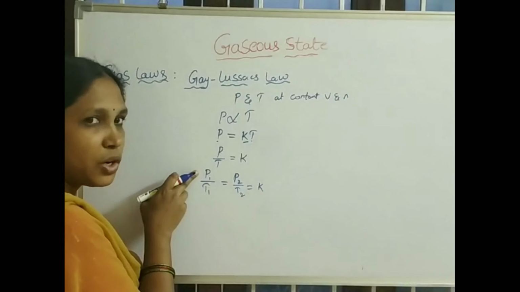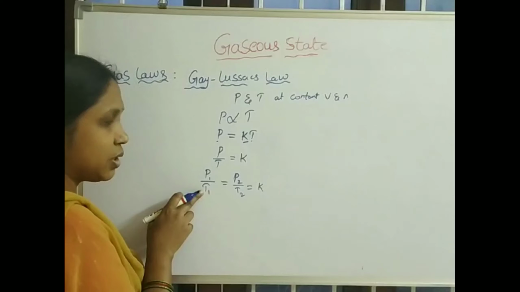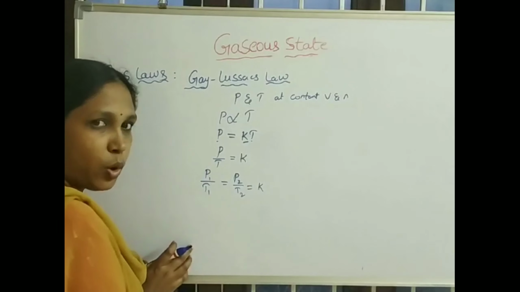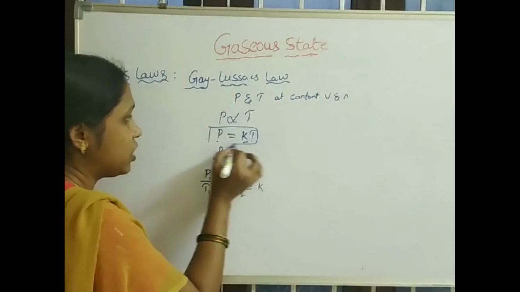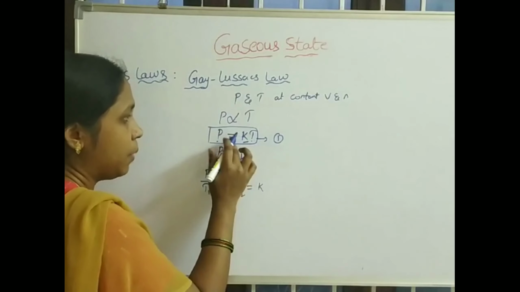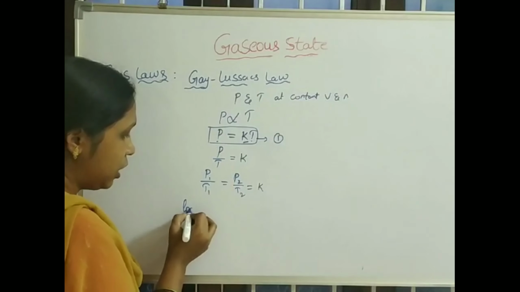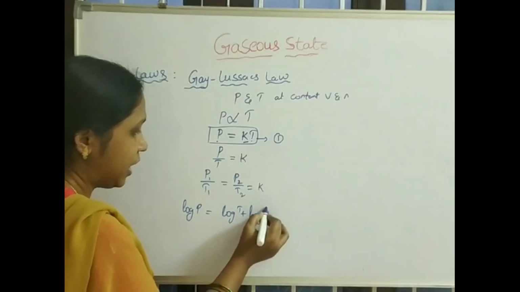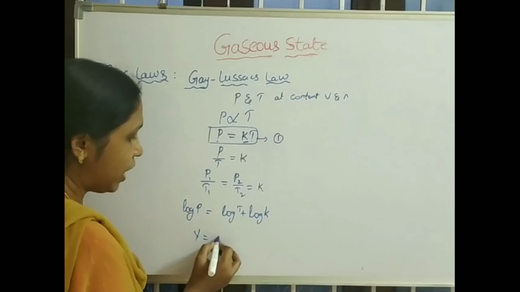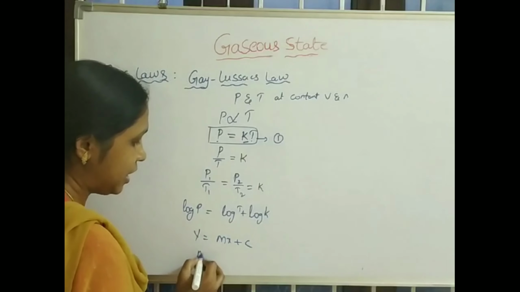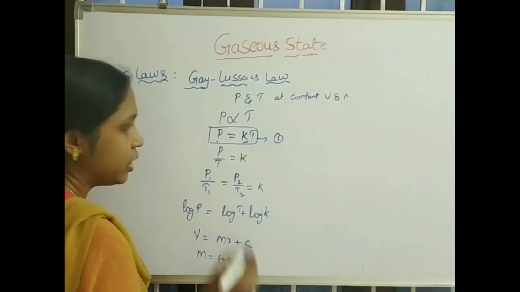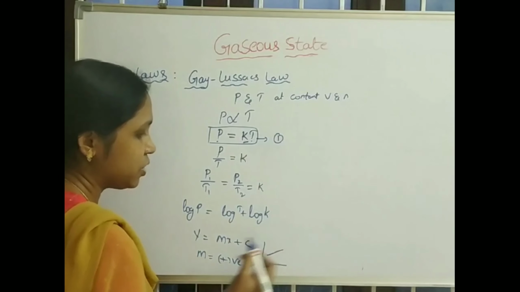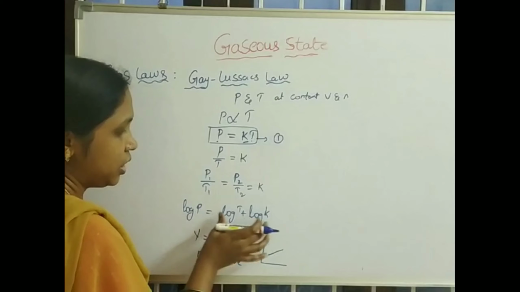That means if we change the pressure, the temperature also changes. The division of the pressure and temperature is constant, and consider this equation as 1. Apply logarithm on both sides. You will get log P equal to log T plus log K. The equation is like y equal to mx plus c, and here m is positive. So we will see a graph with a positive slope for pressure and temperature.